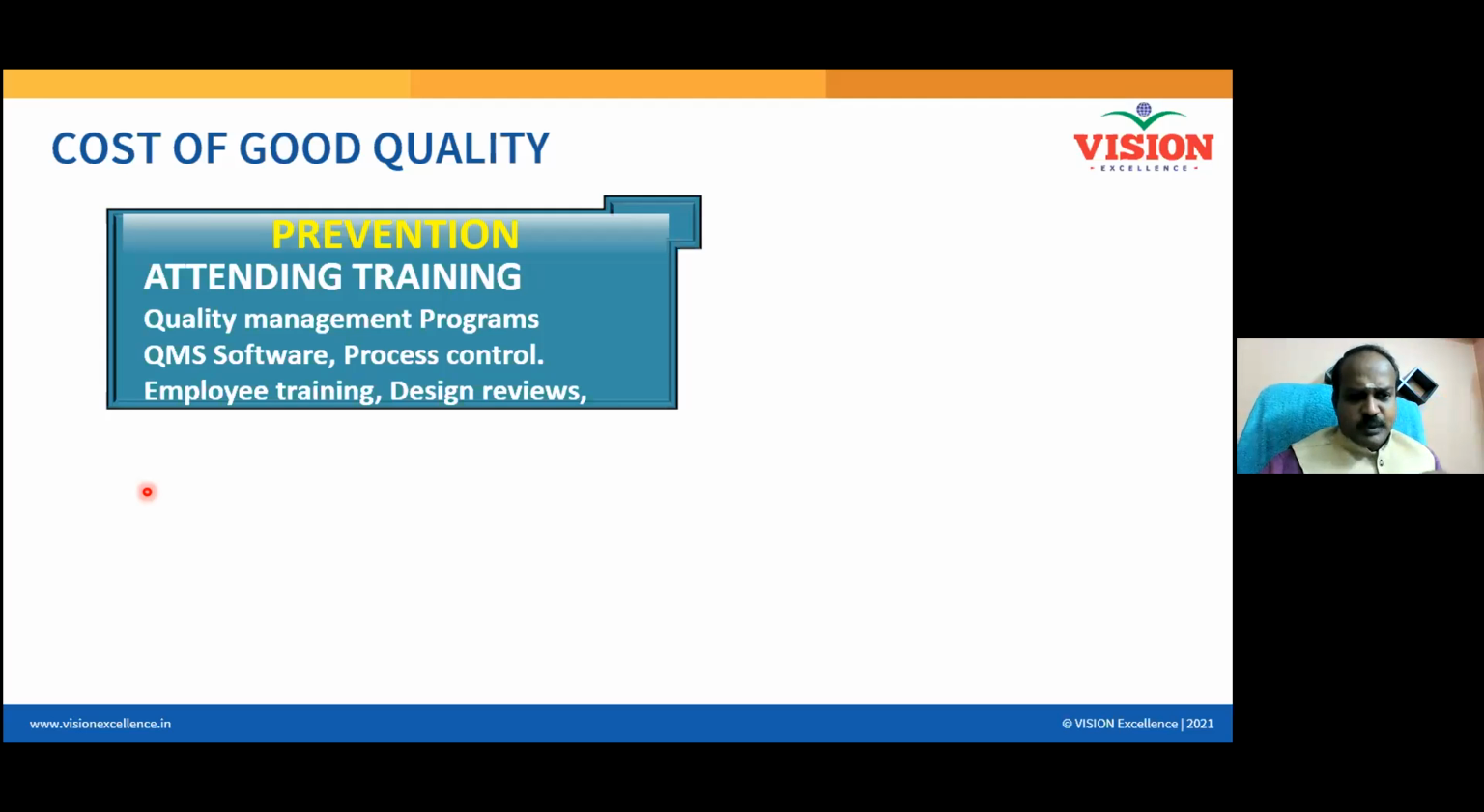And quality management programs, you have QMS software, you have a lot of process control activities, you are plotting control charts and many things. And the design reviews are happening, and all of them are cost of good quality. Particularly, all these activities are prevention activities.